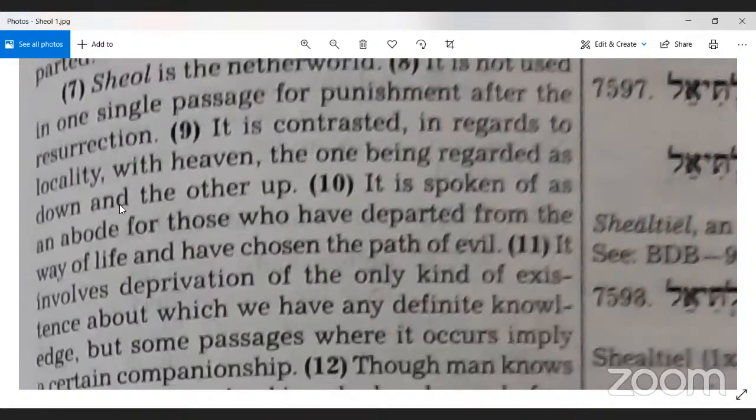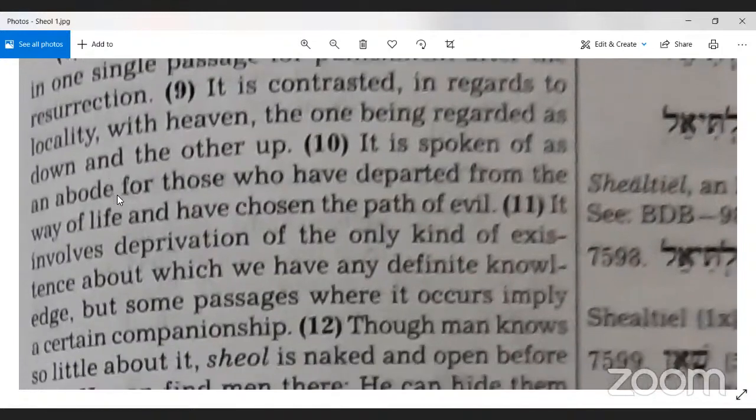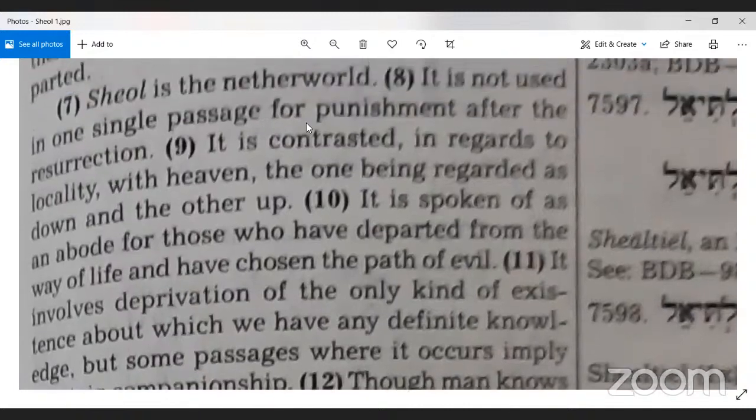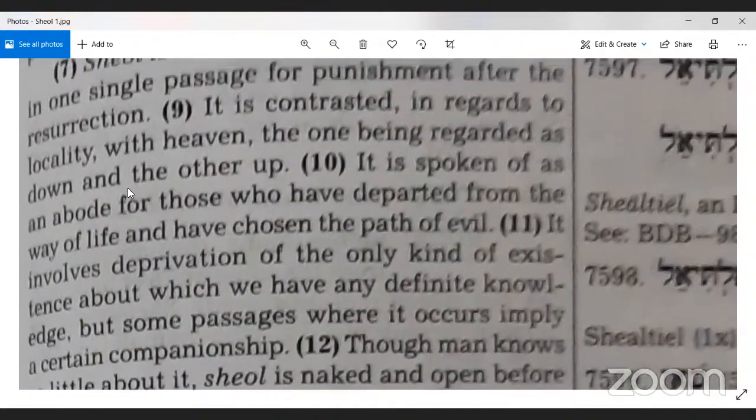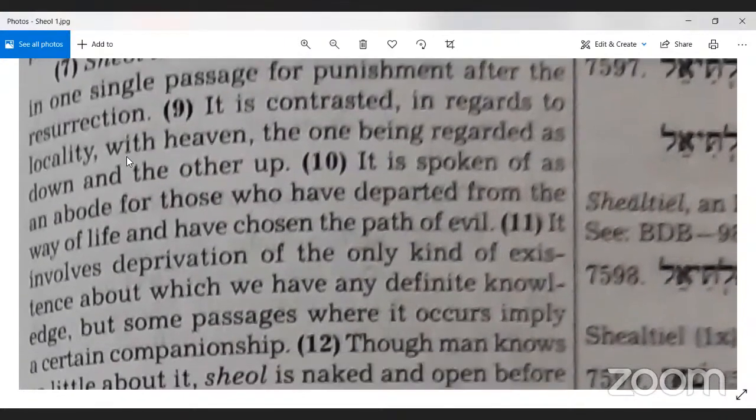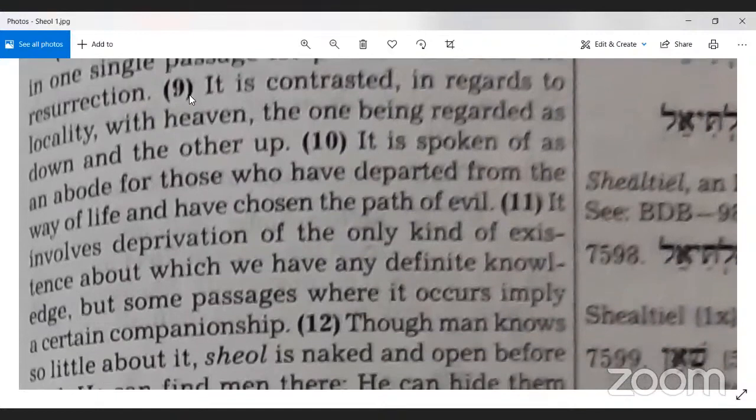9. But notice this, it says it is not used in one single passage for punishment after the resurrection. What does that mean? What resurrection are they talking about? There's supposed to be 2 resurrections according to Christianity. Of course we don't deal with that. It's very interesting, right? What I'm seeing is that they're preparing the mind for a doctrine of hellfire. Verse 9.